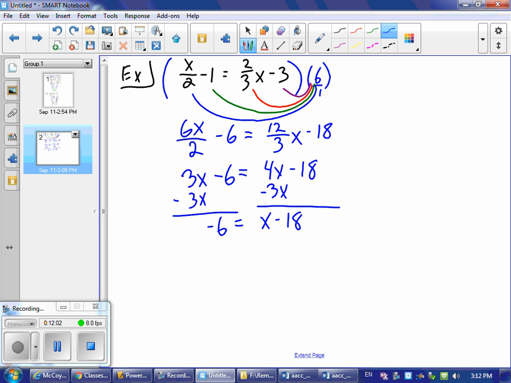In order now to solve for x, I need to do the opposite of subtracting 18, which is to add 18 on both sides of the equal sign. On the left-hand side, I went negative 6, and then I went positive 18, which is going to put me at positive 12. On the right-hand side, x minus 18 plus 18 just leaves us with x. So the solution is that x equals 12.